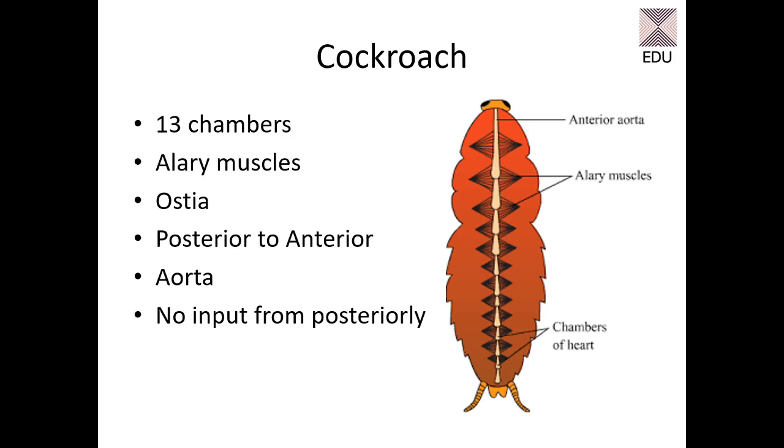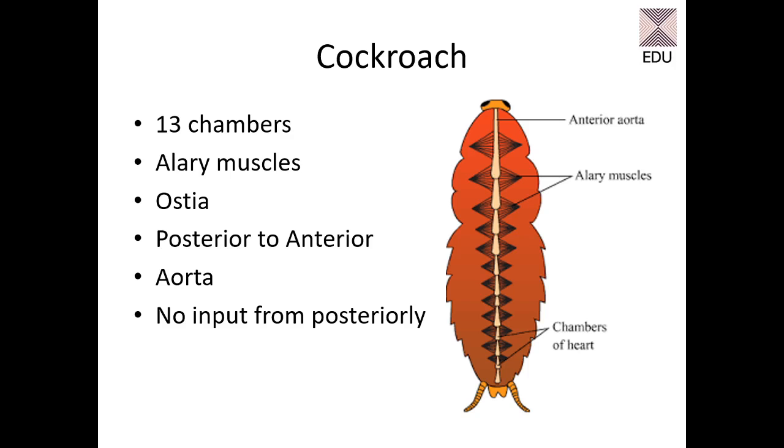Now each chamber has got some related muscles. Those are called alary muscles. You can very well see it has been written, the alary muscles. These muscles control the contraction and the relaxation, or systole and diastole, of the heart chambers. Now this heart doesn't contract at the same time. This is a very important point. Each chamber contracts at a different time.